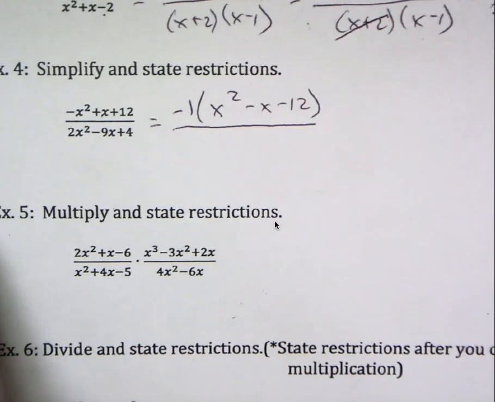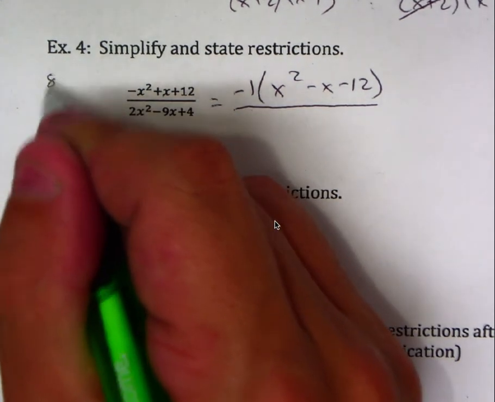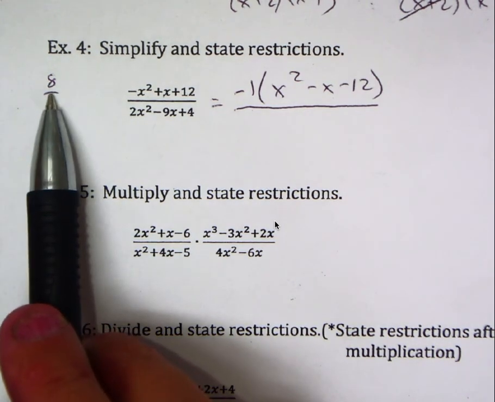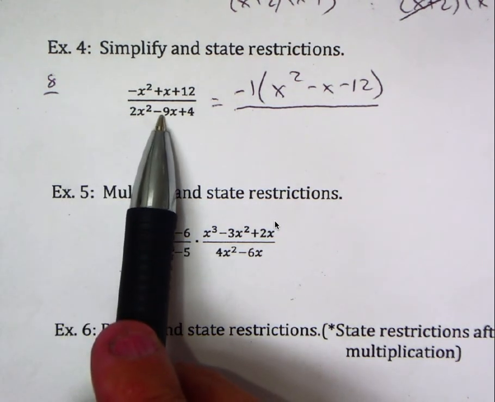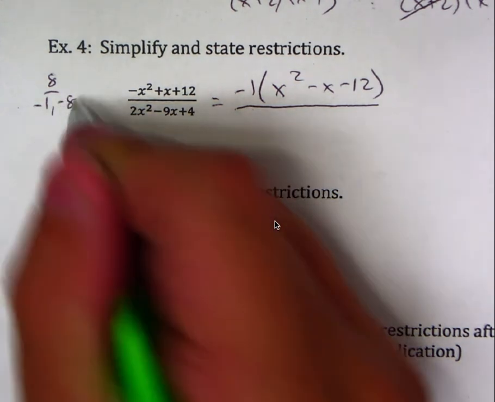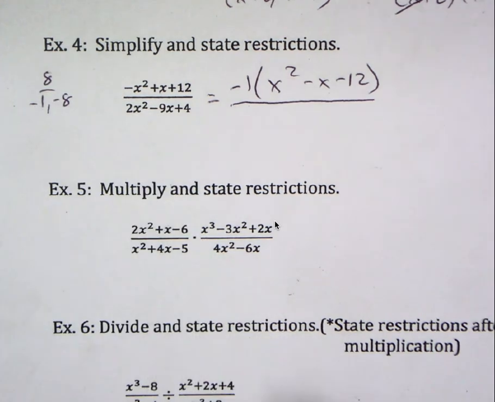I'm going to do this work off to the side. I'm going to multiply 2 and 4 together. I get 8. I'm going to find a pair of numbers that if I multiply them, I get 8. If I add them, I get negative 9. So negative 1 and negative 8, sorry. Negative 1 and negative 8. If I multiply them, I get 8. If I add them, I get negative 9.